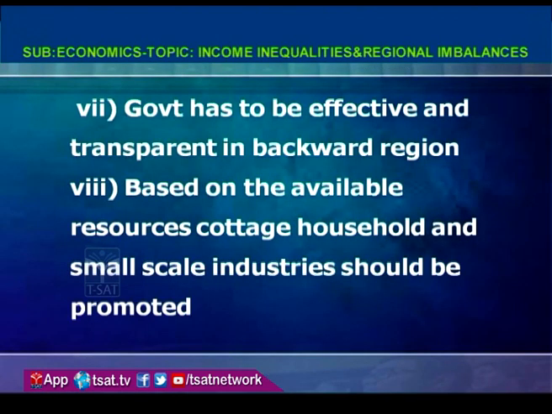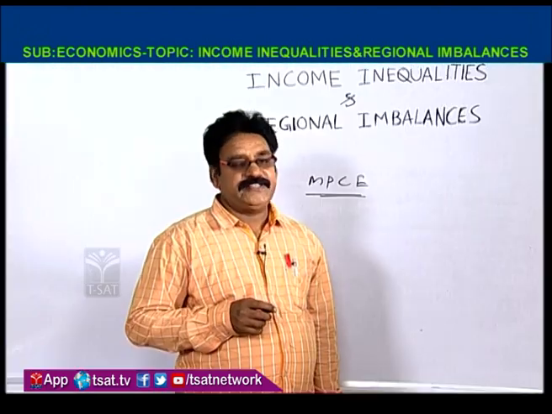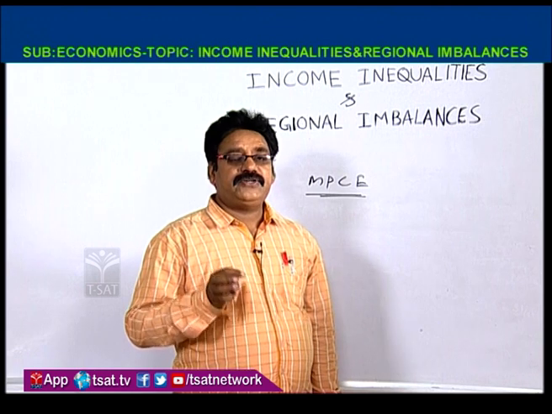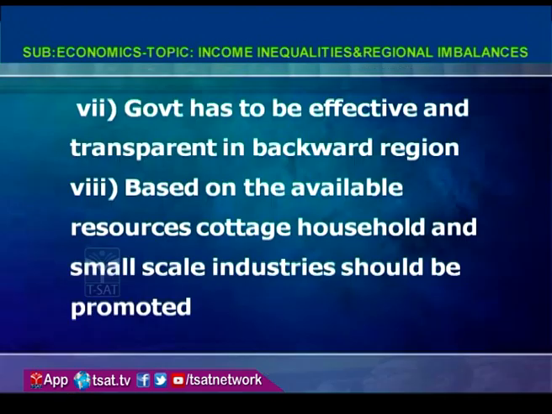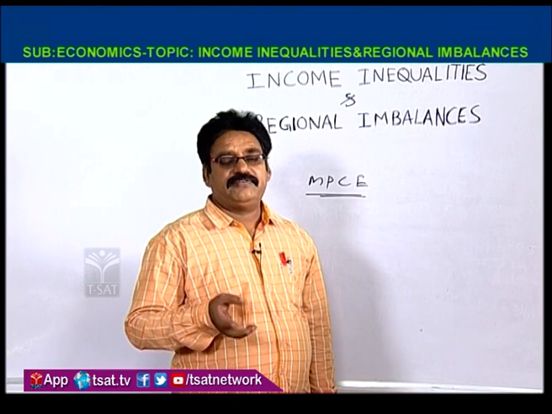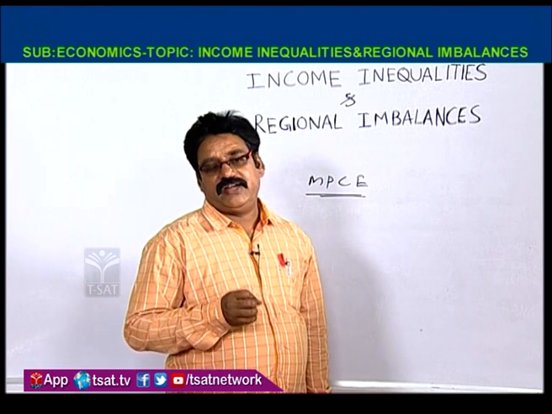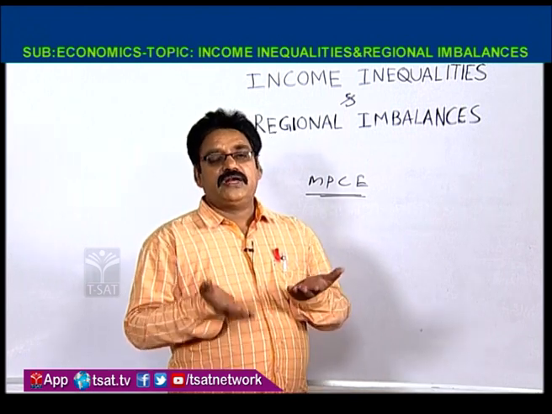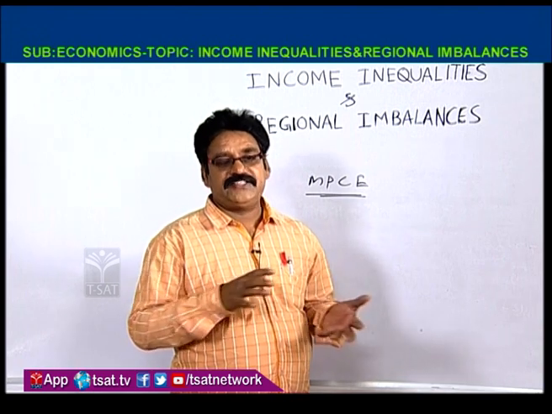Government has to be effective and transparent in backward regions. Anywhere, government should be effective and transparent, with more concentration in backward regions. Based on the available resources, cottage and household industries should be established and small scale industries should be promoted, so that with their help we may bring up the income levels of that region, so that regions may be developed. In this way we can control the regional imbalances.